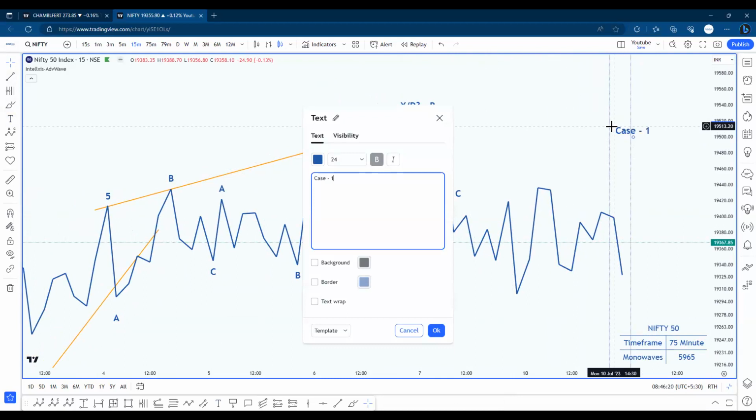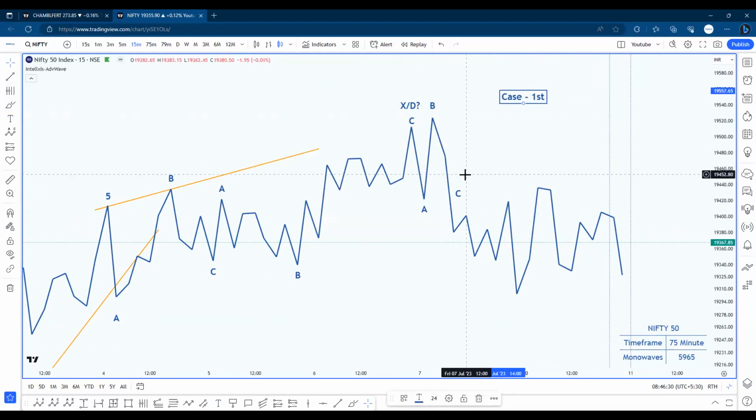Case first. Okay, I'm considering this as case first. If something is missing, then there must be an X wave over here, and then we continue our marking. If it is not there, then we have to consider the whole pattern. And in both cases, whether there is an X wave or not, we are going to discuss case number 2 also. And we will let the market decide whether we are right or wrong.